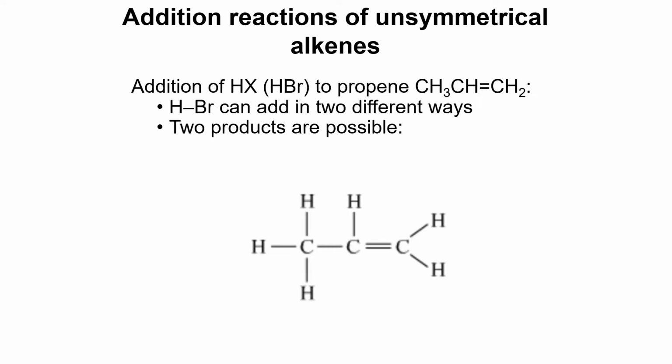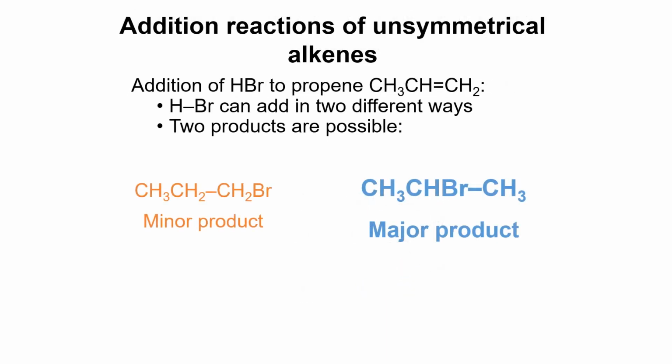There are two different ways. One is when the hydrogen adds to carbon number 1, and the other, the hydrogen adds to carbon number 2. Two products are possible, but the major product is 2-bromopropane.